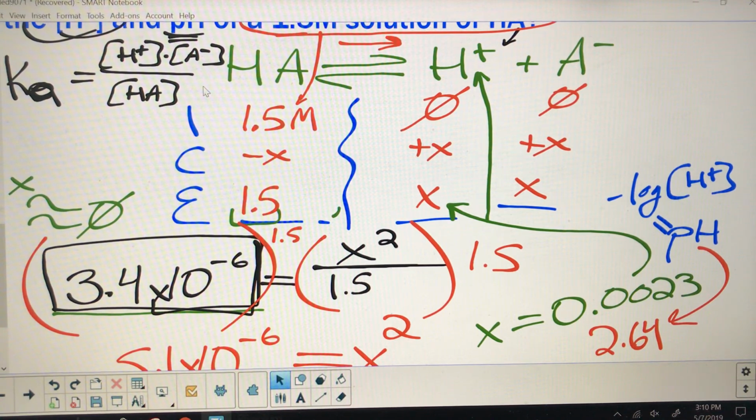So that is it for weak acids. I do recommend, again, checking this out.